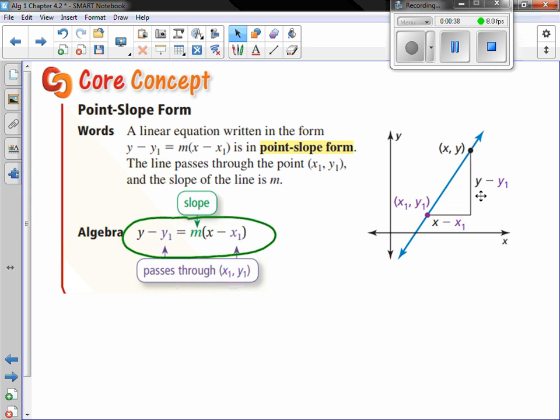Well, the reason they call this point-slope form is, actually, pretty straightforward. Because what they give us is two things. Well, one of them is this here. Well, m is the slope.